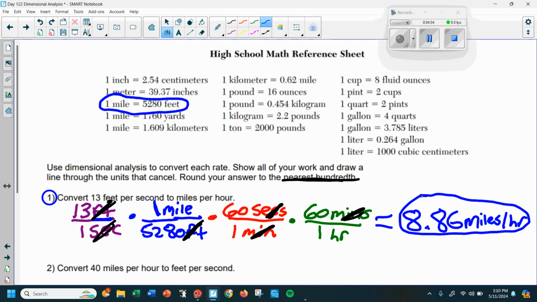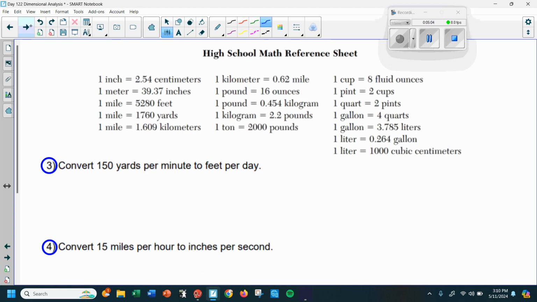The multiple choice versions are much easier than the part 2 versions. Okay? All right, so we're going to skip around. So let's go to number 3 now. Okay, number 3. Now we're talking about 150 yards per minute. So let's set that up.